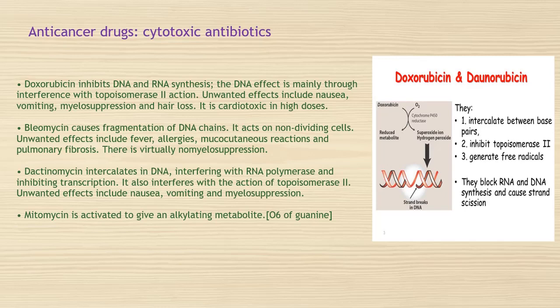Mitomycin is another drug which, after enzymatic activation in the cells, functions as a bifunctional alkylating agent acting at the O6 position of guanine. So it cross-links DNA and also degrades DNA through the generation of free radicals. This drug also causes marked myelosuppression and can cause kidney damage and fibrosis of the lung tissue.